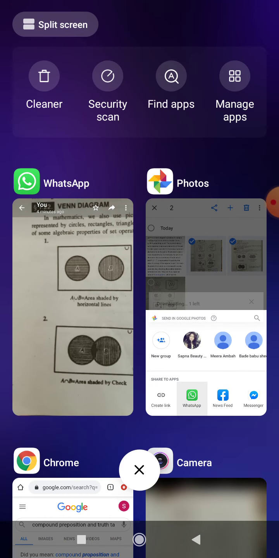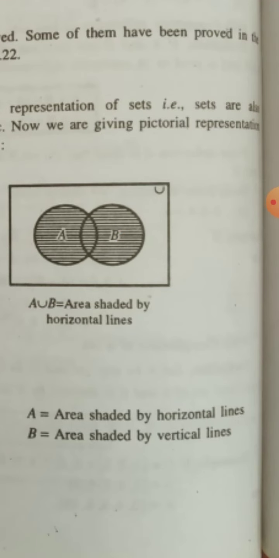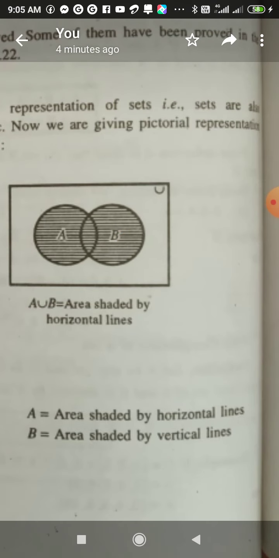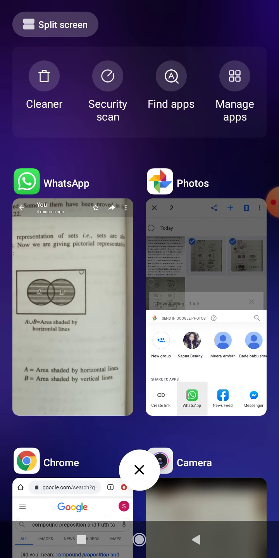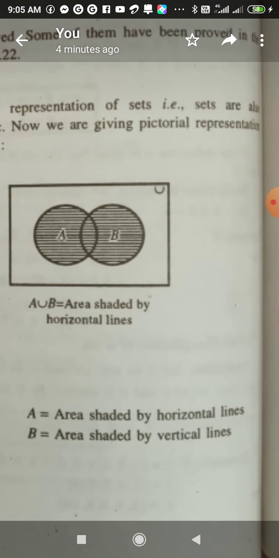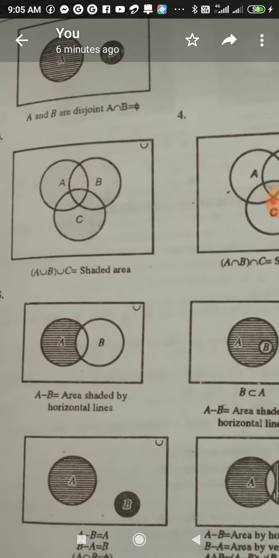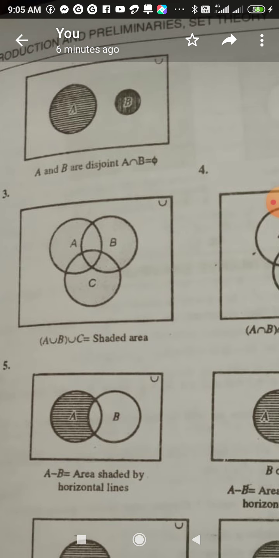Next page, again we have two different sets, which are in front of you, showing that A and B are disjoint sets. Here the two sets are different and shaded differently, then their intersection is the null set. It is because there is no common region between A and B.